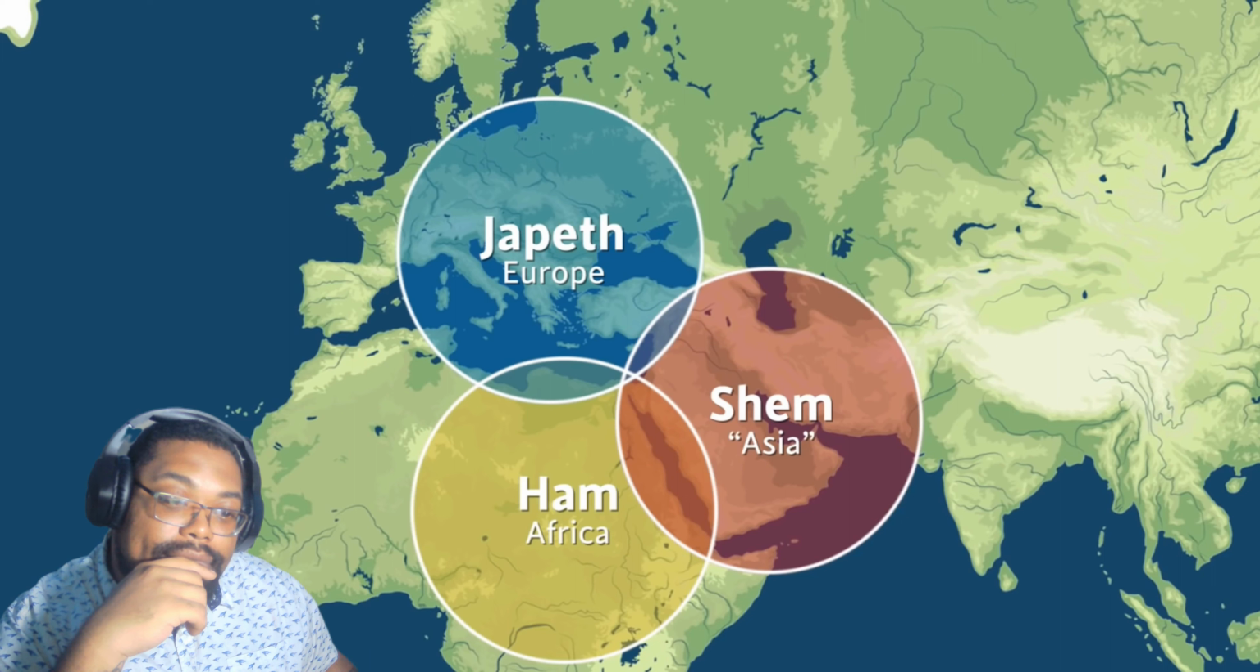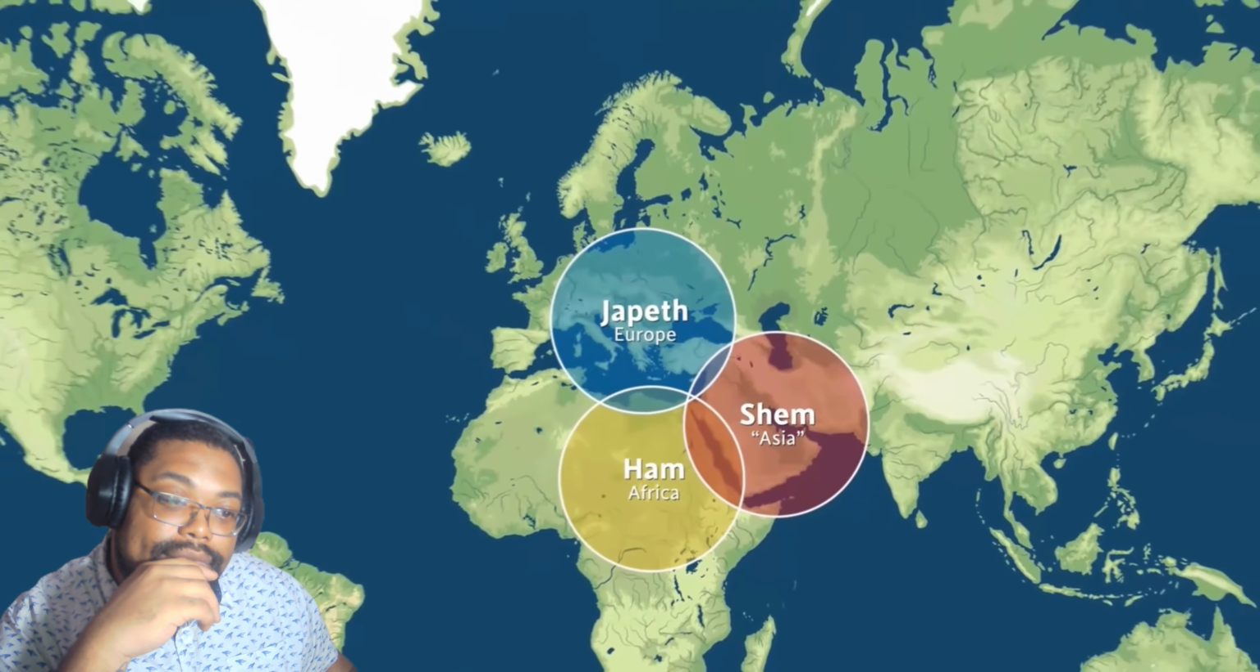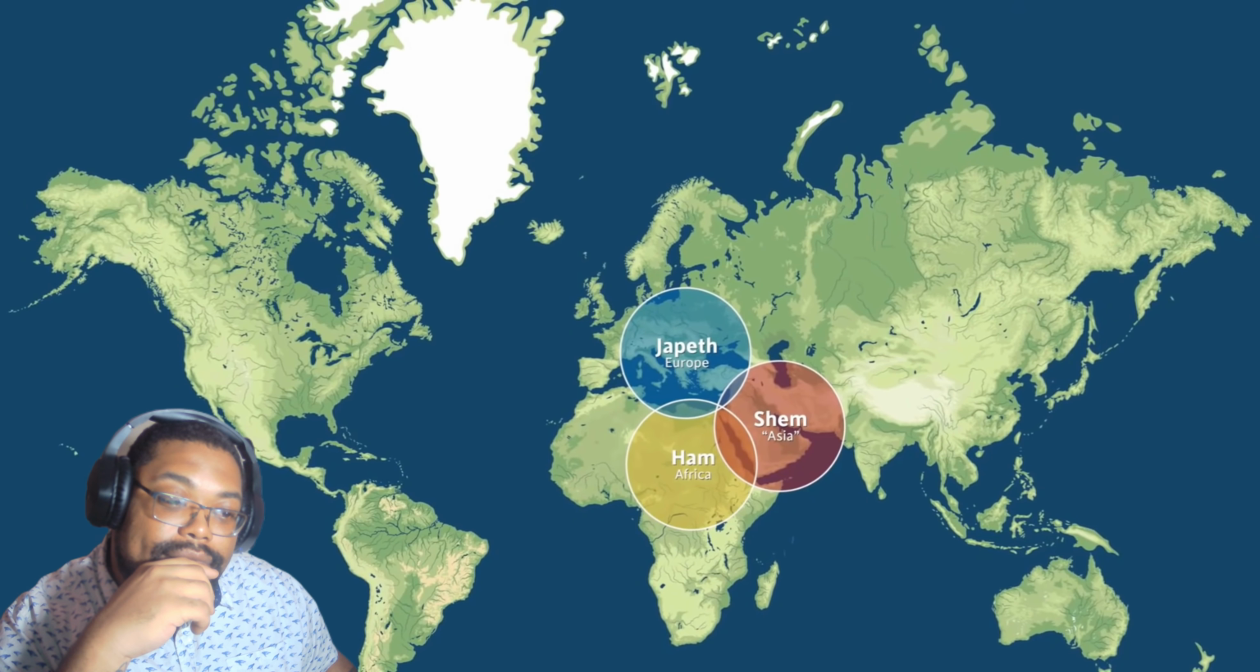But we don't need modern DNA research to conclude that the classification system offered by the Bible is, at the very least, incomplete. You'll notice that the people living in India, China, Australia, the Americas, Sub-Saharan Africa, etc., were not included in this classification system.